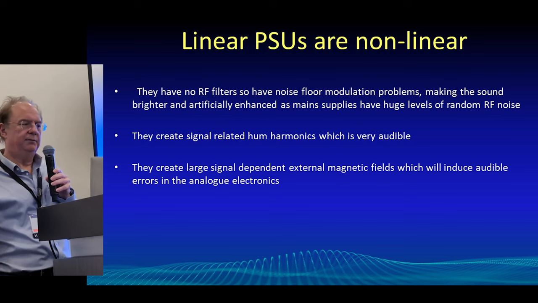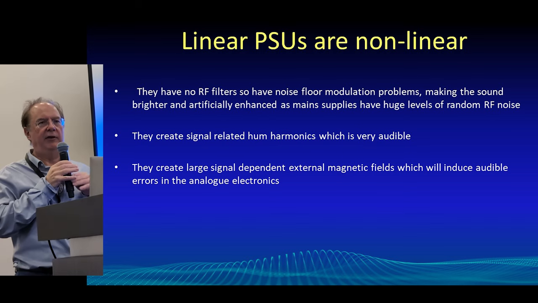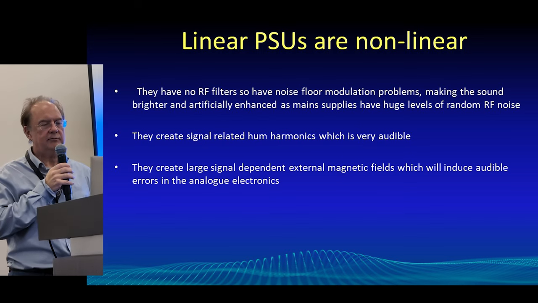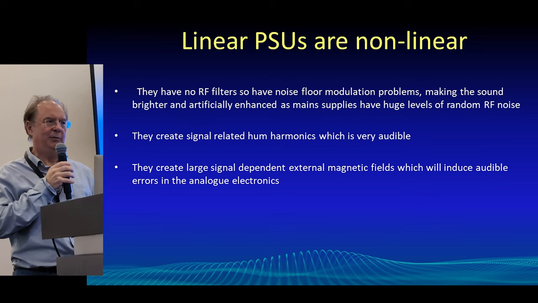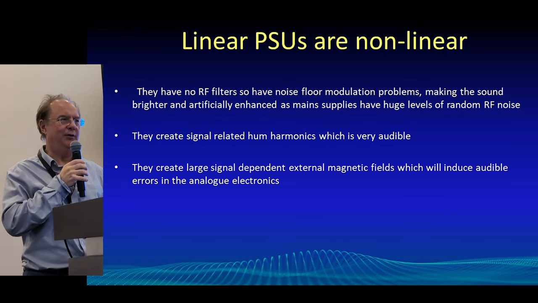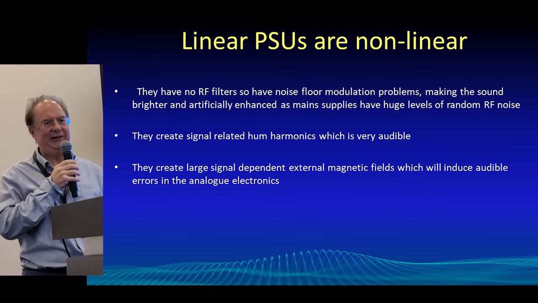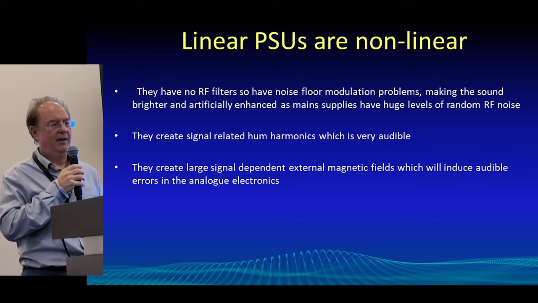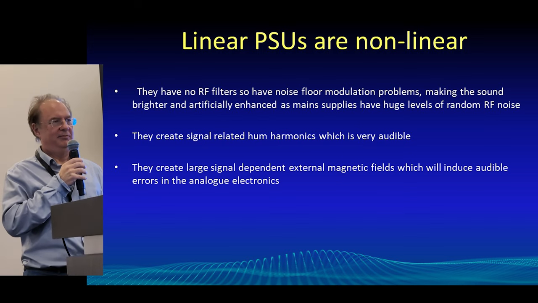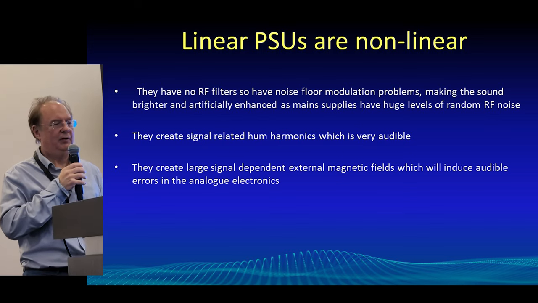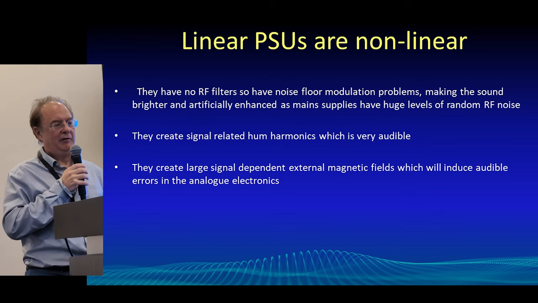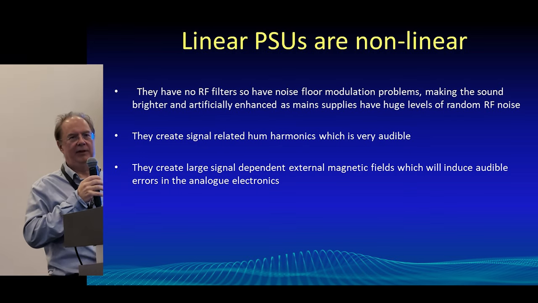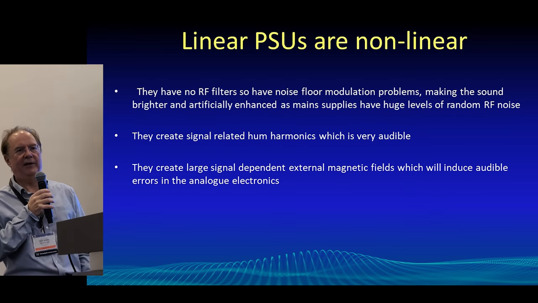There's no RF noise filters, so you're going to get measurable noise floor modulation. And even if you didn't have measurable noise floor modulation, you're still going to have noise floor modulation which you can perceive but can't measure, because any noise floor modulation has audible consequences. They create signal-related hum harmonics, which is very, very audible.